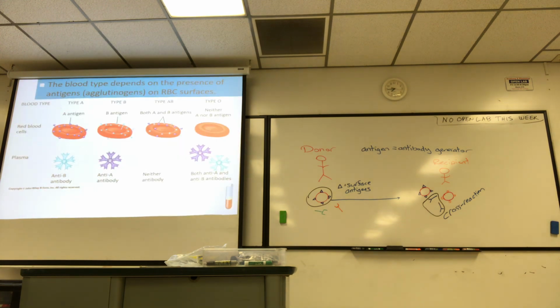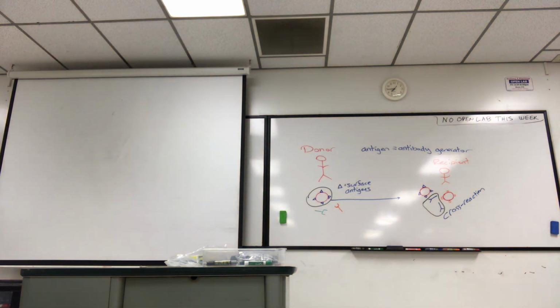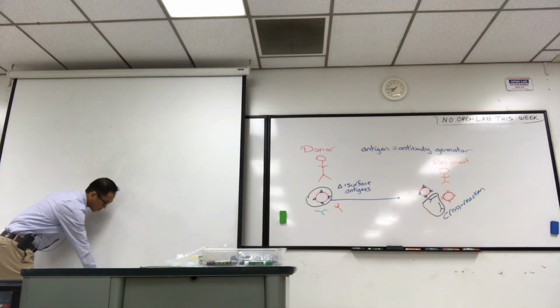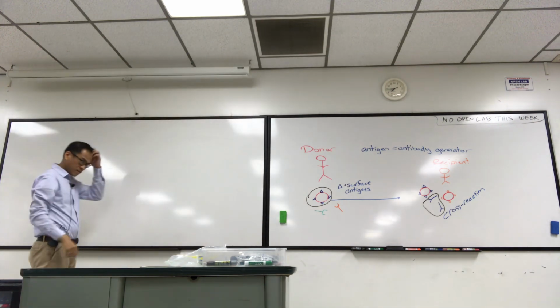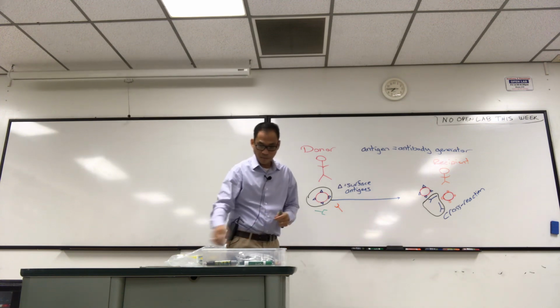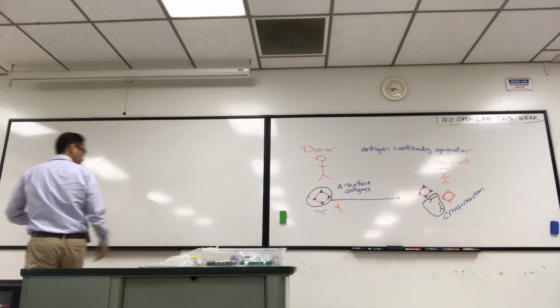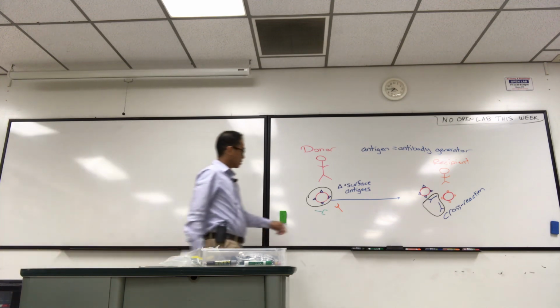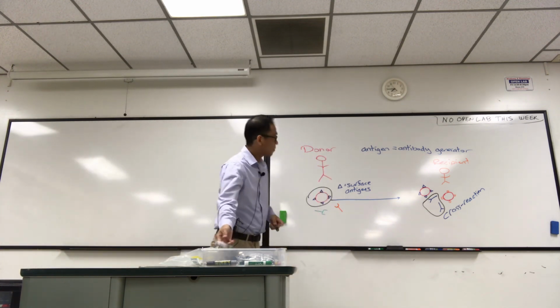Now, there are two different types of systems. There's a billion different antigens you could talk about. In blood typing, there seems to be 3. You just have to keep track of 3. That's it. So let's go through all the blood types. Hold on, let me keep this placing my pens. Okay.